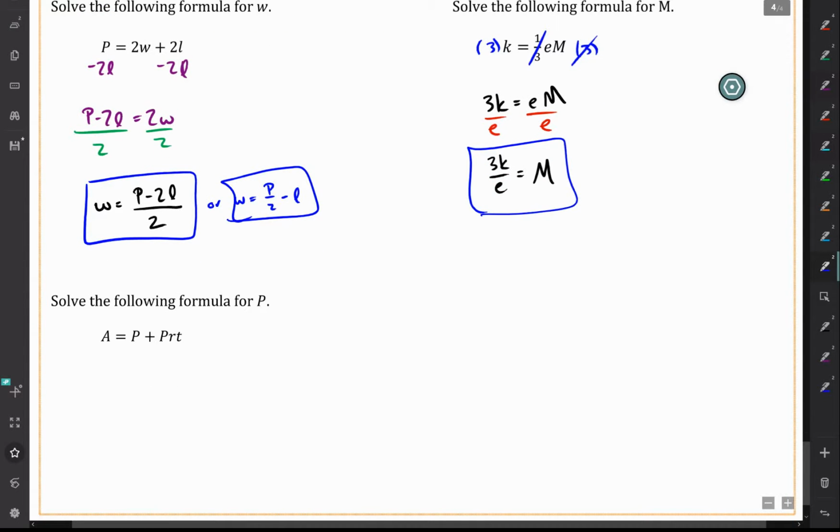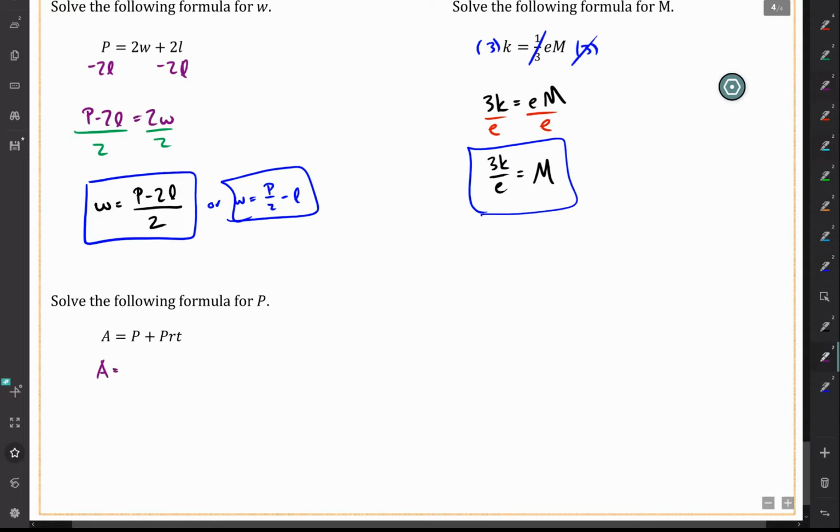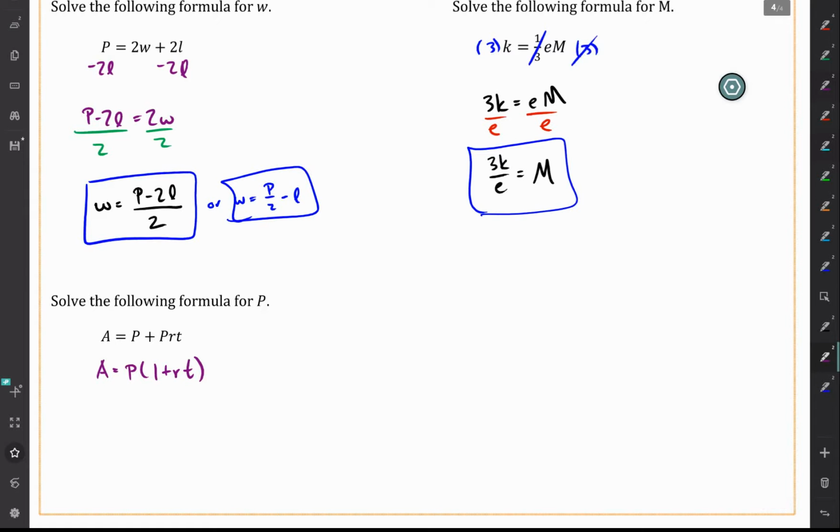Alright, and now in the last problem, we want to solve for p, and p is written down twice on the right hand side. So we're going to have to factor for our first step. So we're going to have a equals, and if I factor a p out of the expression on the right hand side, I should get 1 plus rt. And you can check that by distributing p back in. If you take p times 1 plus rt, you get p plus prt.